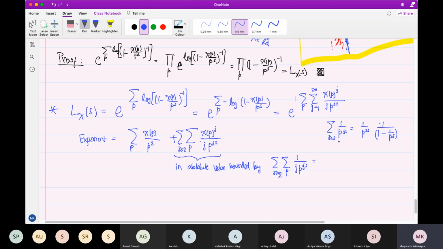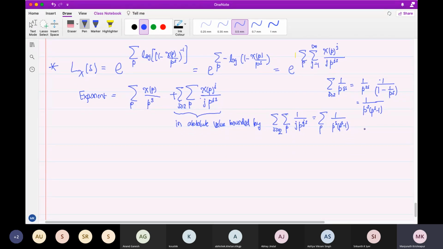And then I sum this over primes, right? So this is 1 by p to the s into p to the s minus 1, and then you have to sum this over primes. But p to the s minus 1 is at least half of p to the s, right? If you subtract 1, you can't be smaller than that. So this is more or less like the sum over p, which I'll say is bounded by a constant over p square.